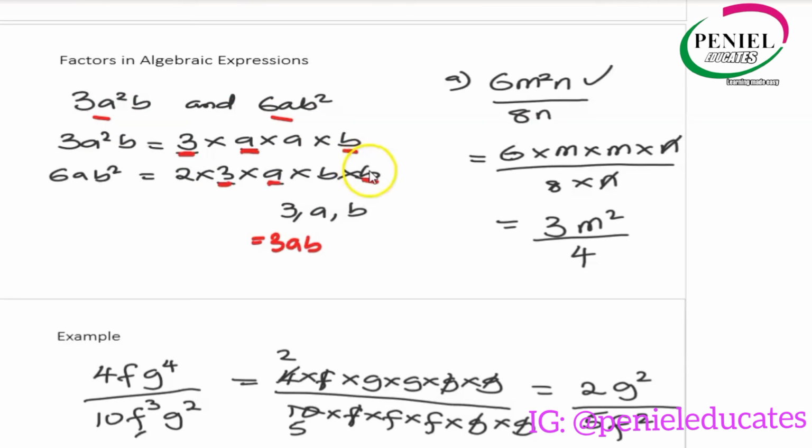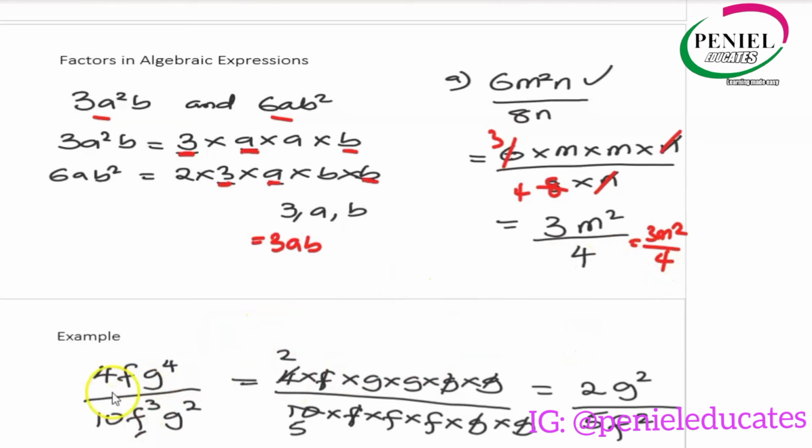as a common factor for these two algebraic terms. It's the same thing that we do when we are doing division or multiplication in algebra. You do the same way you do normal arithmetic. For example, this particular one is 6 multiplied by m multiplied by m multiplied by n, and this one is 8 multiplied by n. So n can cancel n, and 2 can go here 4 and 2 can go here 3. So we have 3m square over 4.